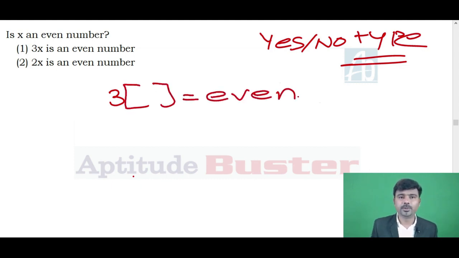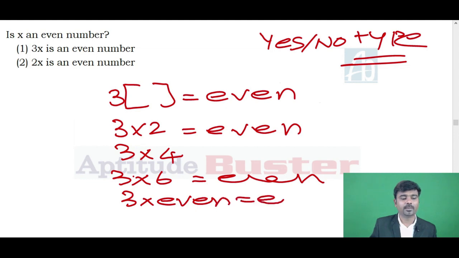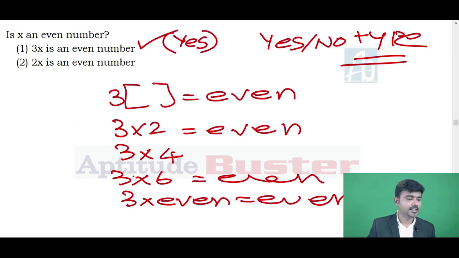Okay, if I substitute x equal to 1, 3 into 1 is equal to 3, but we don't get an even number, right? So 3 into 2, an even number, right? 3 into 2, then 3 into 4, then 3 into 6, even numbers. So 3 into x an even number means x should be an even number. You can say definite yes using the first statement. Okay, read the second statement. 2 into x even number.